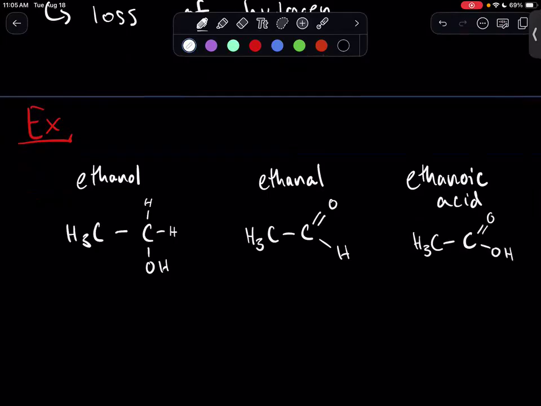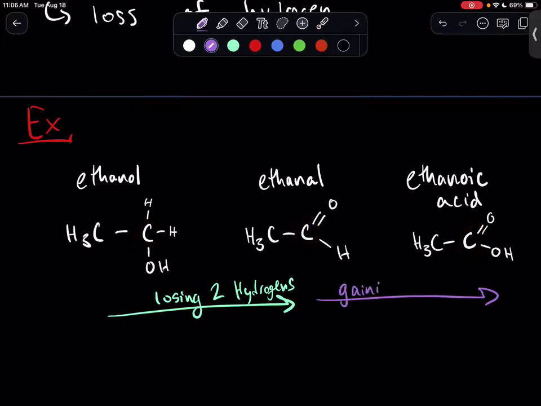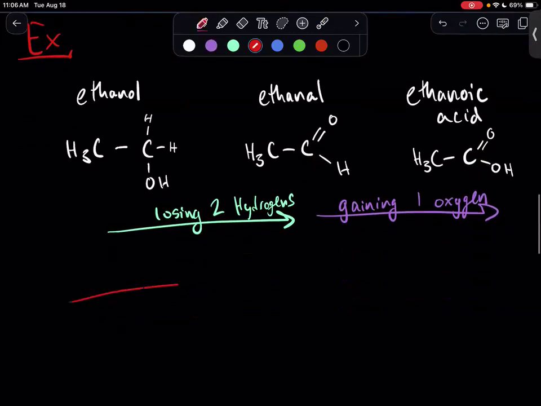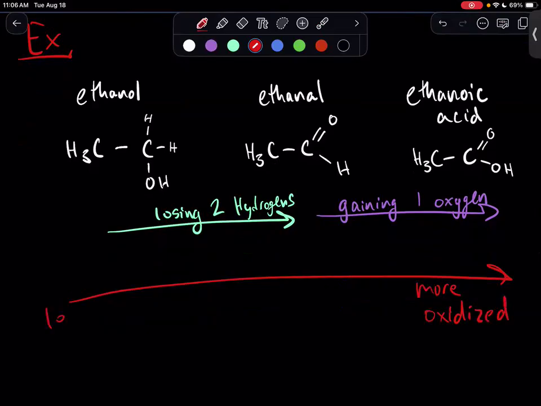So bringing in our idea of the addition of oxygen or the loss of hydrogen, we can start seeing what's happening when we look at our central carbon, or I guess that right carbon, or the thing overall. As we go from ethanol to ethanal, we are actually losing a hydrogen, and not just one, we are losing two hydrogens. And then as we move from ethanal to ethanoic acid, we are gaining one oxygen. So as we move from left to right, we can actually see that this is more oxidized and this side is less oxidized or more reduced. But right now we're looking at this in terms of oxidation.